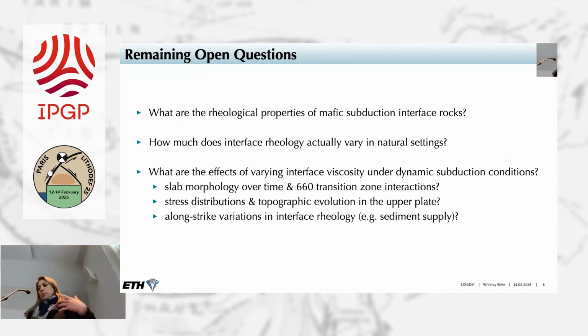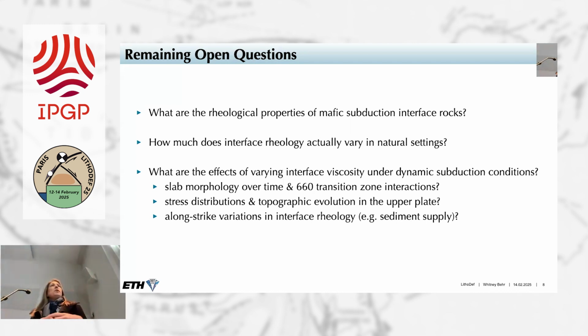Since then, for my ERC grant, I still had some remaining questions, but wanted to keep looking into this idea of sediment lubrication and how it affects plate speeds. Some of the main questions I had included: what are the rheological properties of mafic subduction interface rocks? I wanted to understand better how basaltic rocks change from blueschist and eventually to eclogite as they go down the subduction interface, and we had no constraints on the rheologies of these materials.